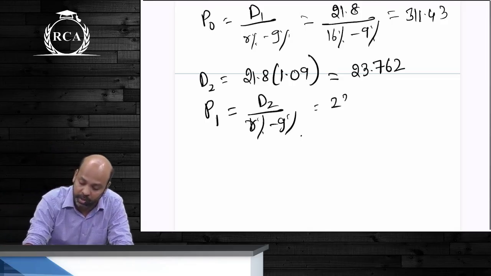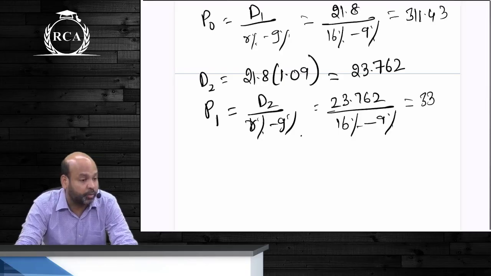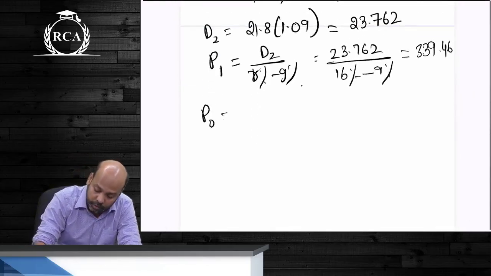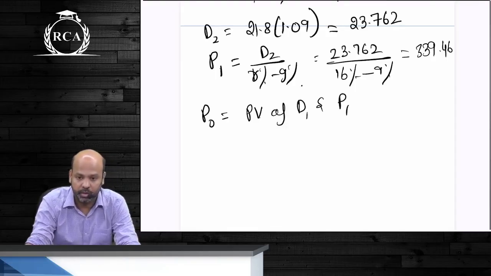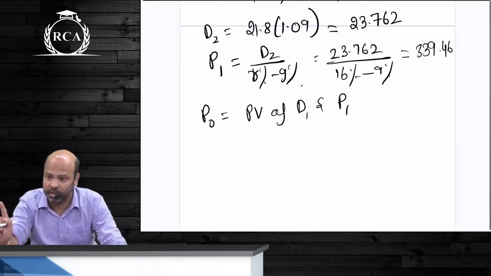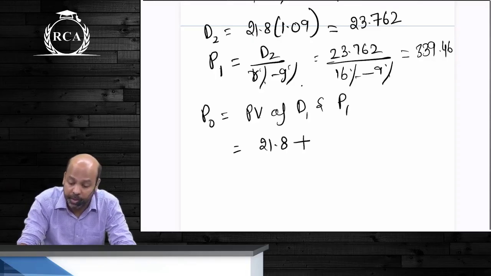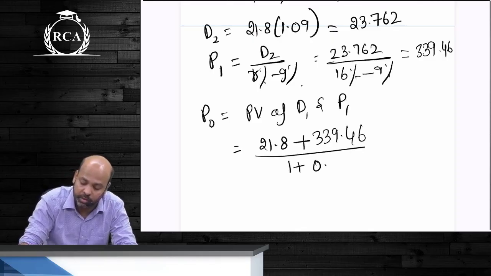So that will become 23.762 divided by 16% minus 9%. 339.46. Now guys, I also told you that I can write P naught as present value of D1 and P1. P1 will take care of dividends from second year. The only thing that is not included is D1. D1 is my 21.8, P1 is my 339.46. Discount this for 1 year.